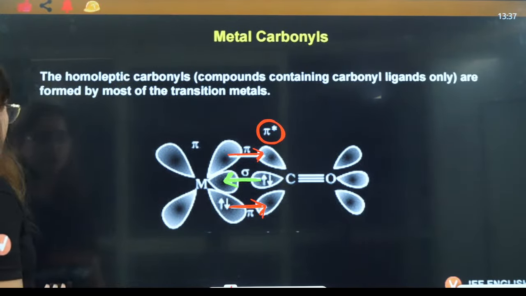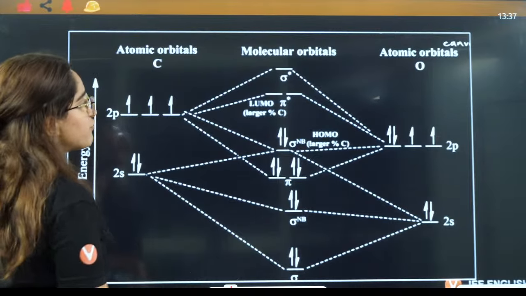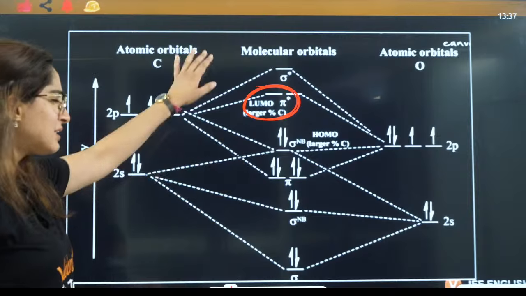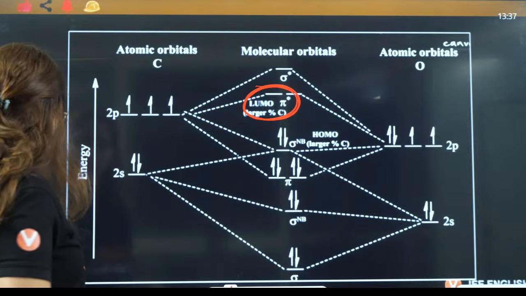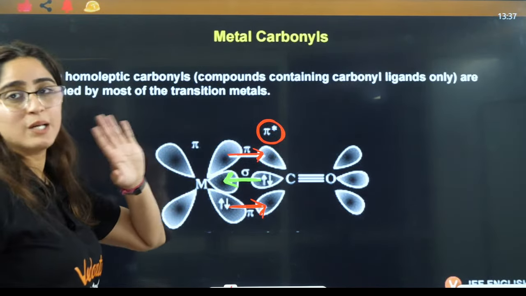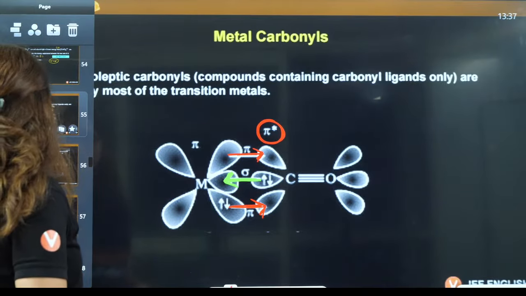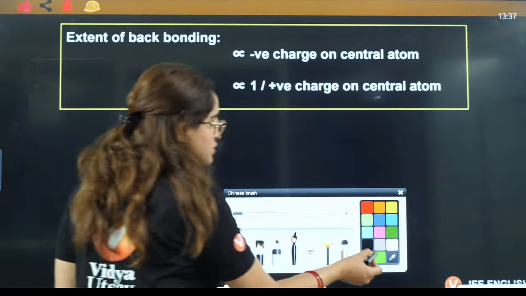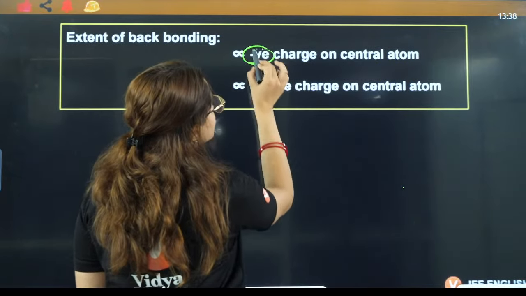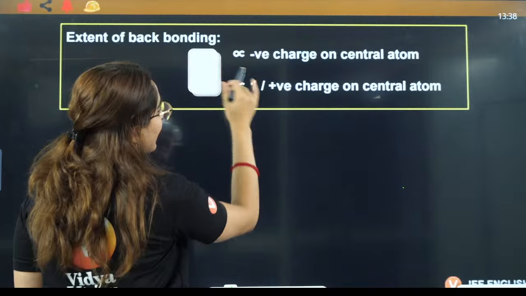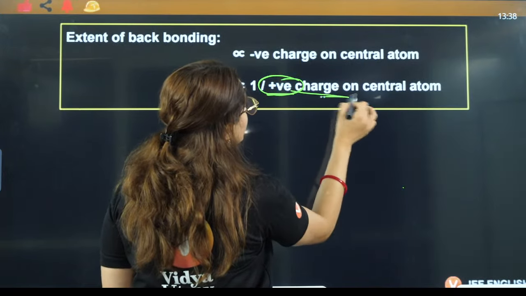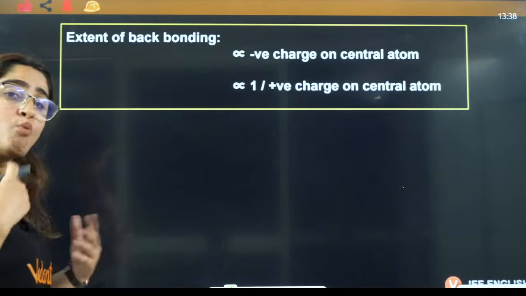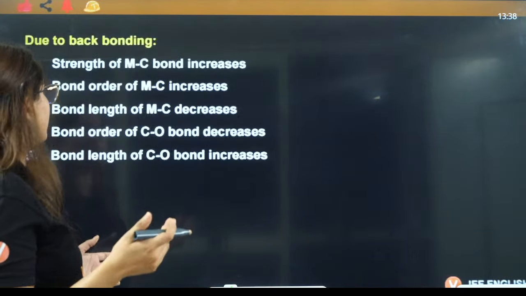Okay, so that is called synergic bonding, where it fills the electrons in the anti-bonding orbitals. This diagram you don't have to draw, just remember that it fills the electrons in pi star orbitals, right? The extent of bonding is always directly proportional to negative charge on the central atom and inversely proportional to positive charge on the central atom, because the more the negative charge, the more will be the donation by the metal.